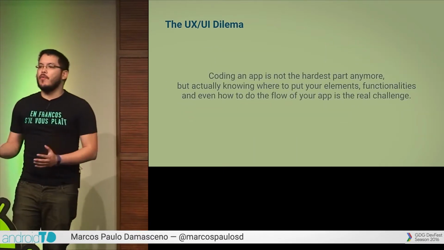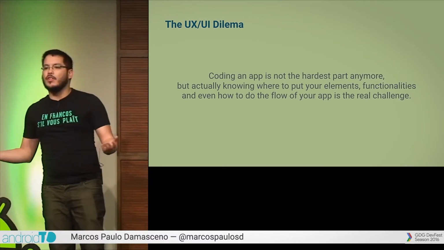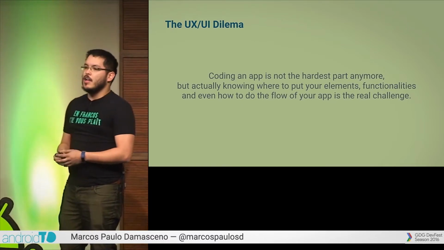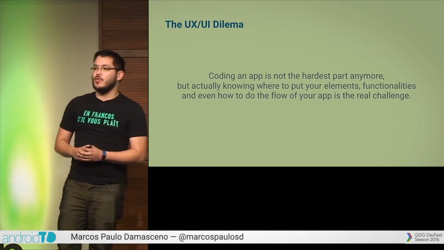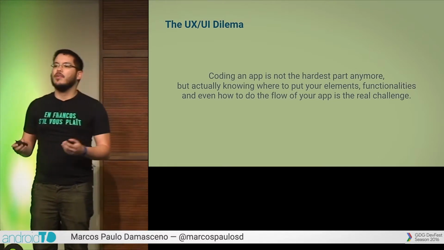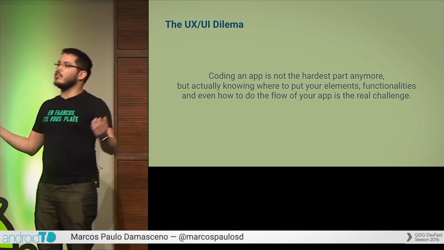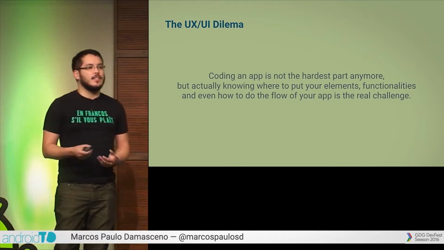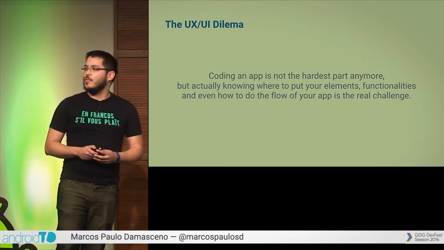So it got to the point where coding an app is not the hardest thing anymore. We all developers, we all know how to code an app. You may have an idea of your app or something that you want to do, but most of you may think, how am I going to do it? Where am I going to start? How does it look like? And what colors will I use? So UX and design, right now, is the hardest thing to do on an app today.